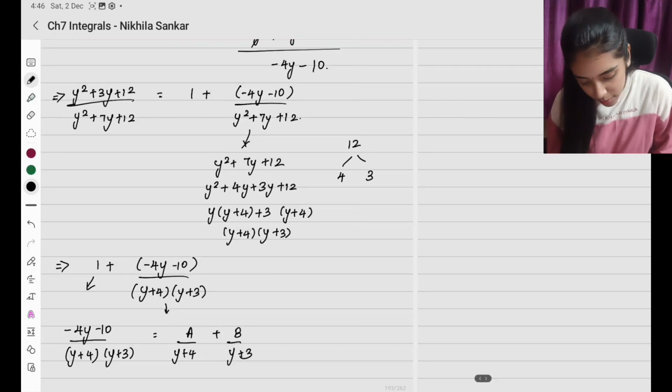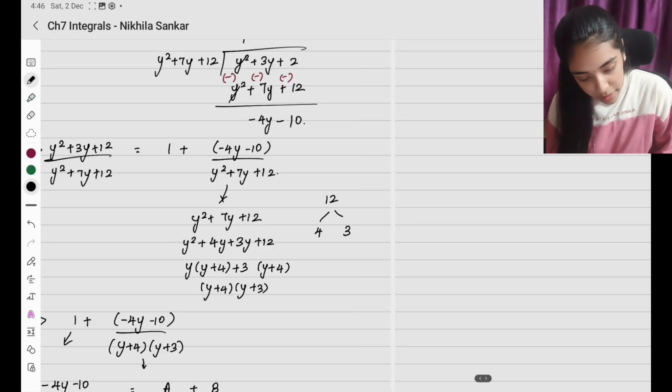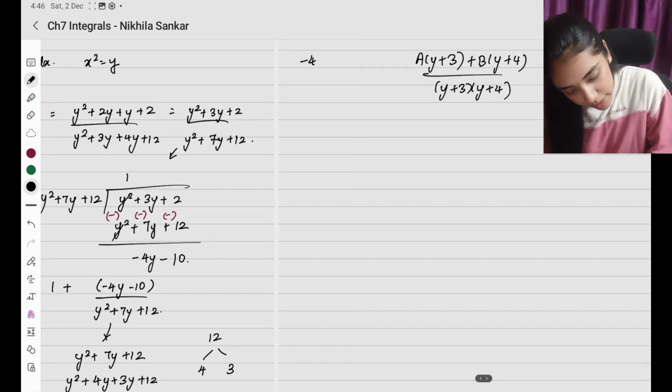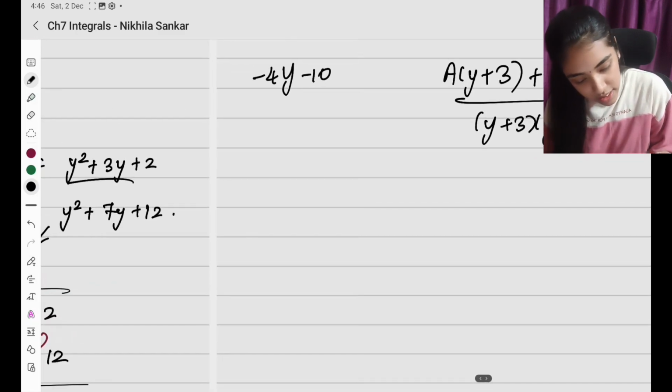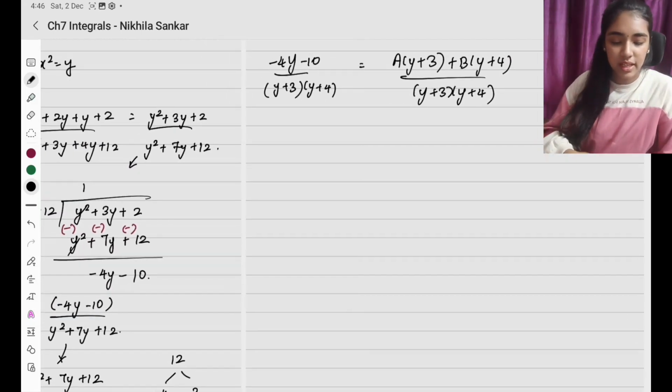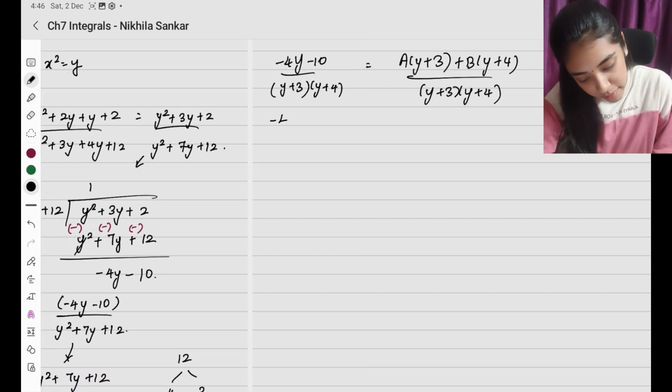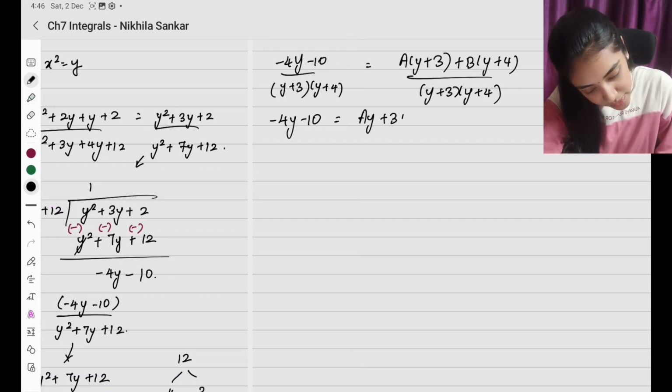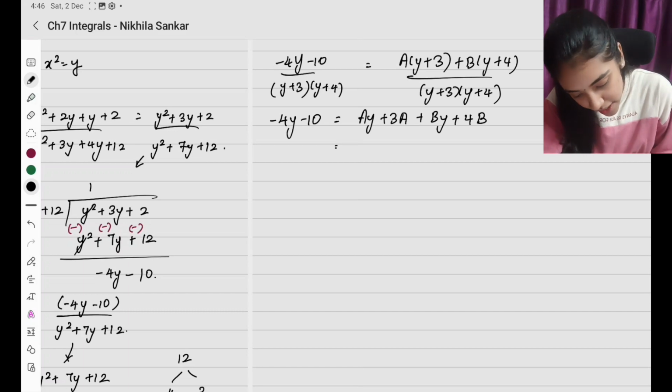What is on this side? Minus 4y minus 10 divided by the denominator. What is the denominator? y plus 3 times y plus 4. Since the denominators are equal, I can equate the numerator. So I have minus 4y minus 10 equals, when I multiply inside, ay plus 3a plus by plus 4b. So I can club the y terms. I'll directly write it. You guys know this.